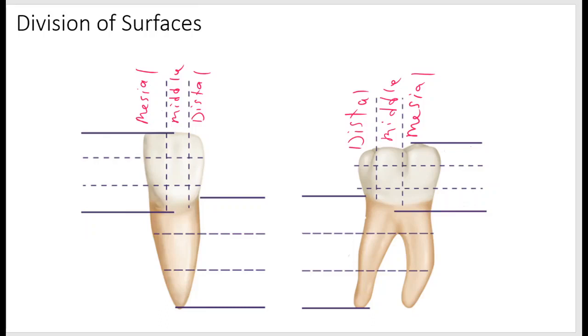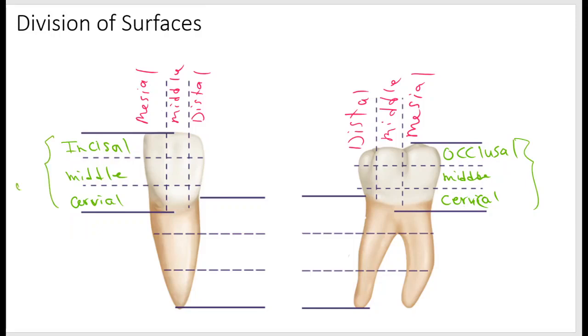On the crown side, you have the incisal third, while on the posterior teeth, because this is a molar, you call it occlusal third. Again, we have the middle third, same thing. And then you have the cervical third, or cervical. That's the cervical third as well. That's on the crown part, right? And on the root part, it's also the same.